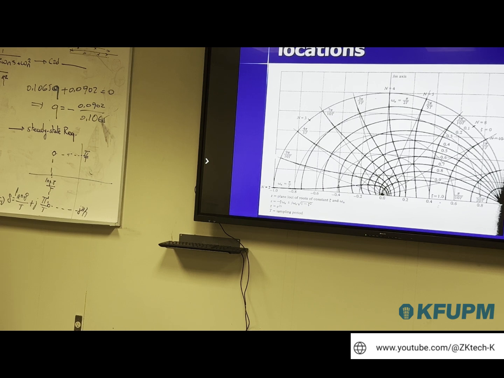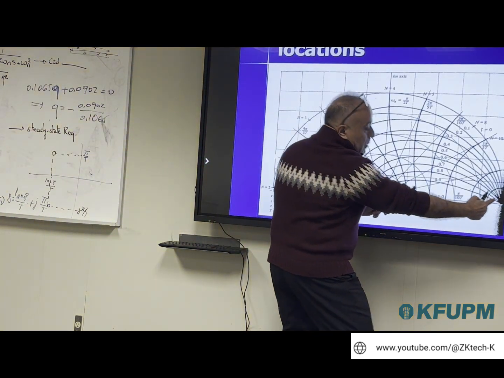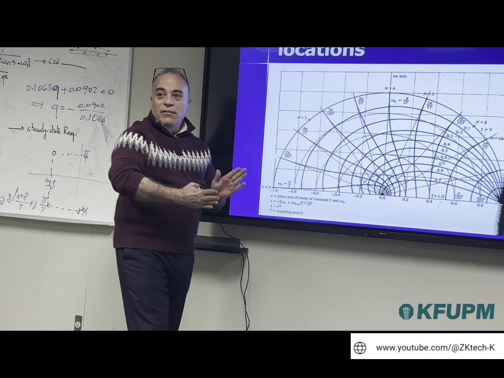If the outer circle is representing zeta equal to 1, then zeta equal to 0 is on the imaginary axis. Imaginary axis means that you are completely complex conjugate. There is no real part, which means zeta equal to 0. The system is completely undamped. Zeta equal to 1 is this part, only the half of the circle on the right side.